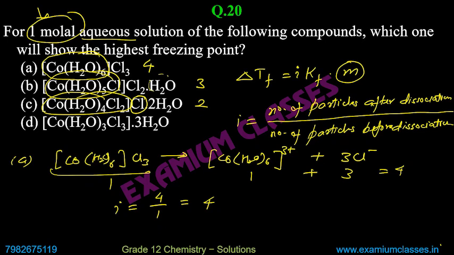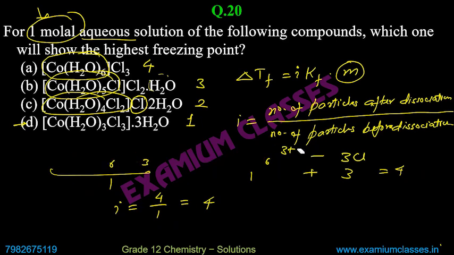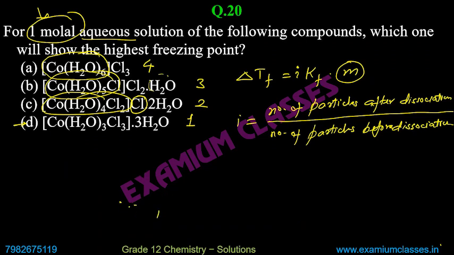In this case, before and after same, 1, 1. It will not get ionized. There is no chlorine outside the coordination sphere, or no ionizable element outside the coordination sphere. So if this is so, the value of i is different, how does it affect the freezing point? And the question is highest freezing point. So write it again.